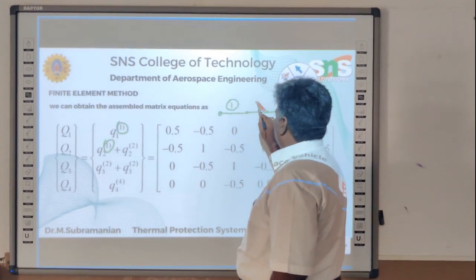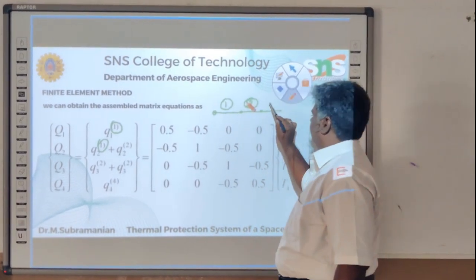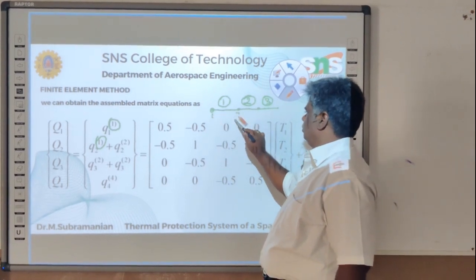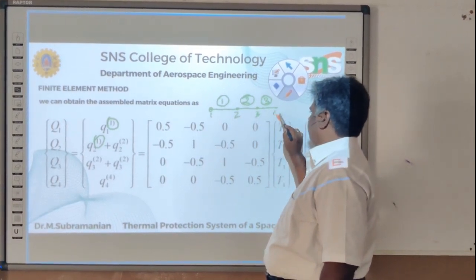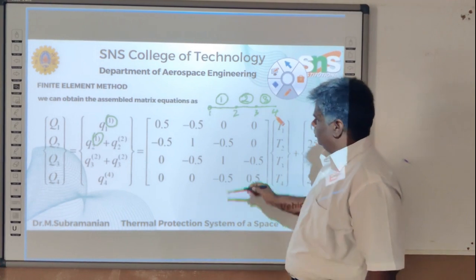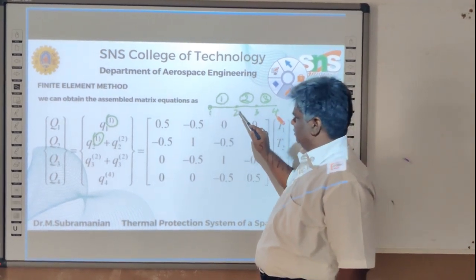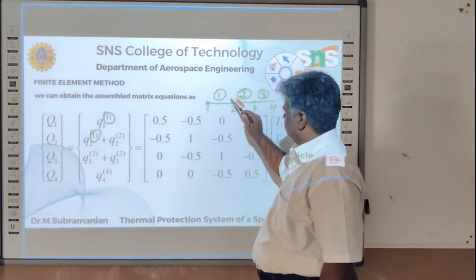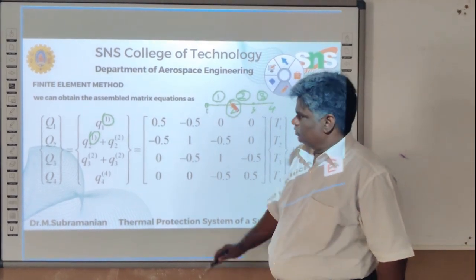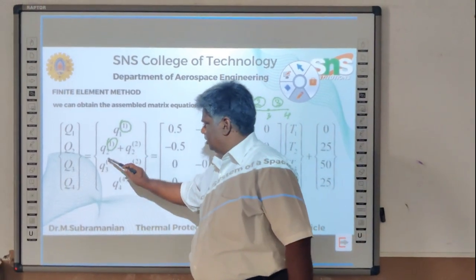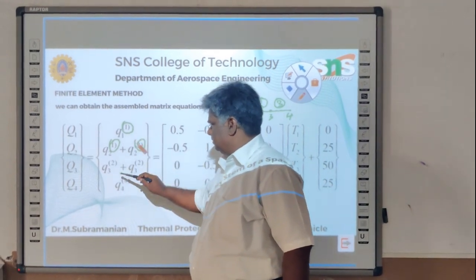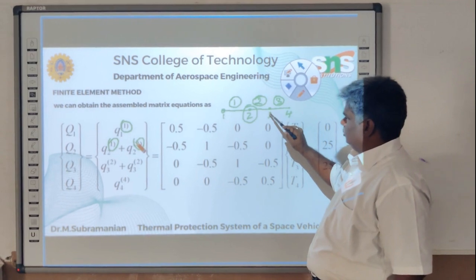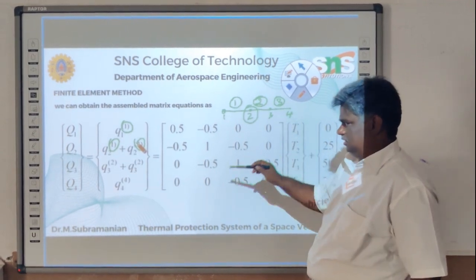Element 1, element 2, element 3. So node 1, node 2, node 3, node 4. Element 1 is connected to nodal point 2, and element 2 is connected with node 2 also. So that's why element 1, then element 2. Similarly, element 3 is connected to node 3, and element 2 is also connected with this.